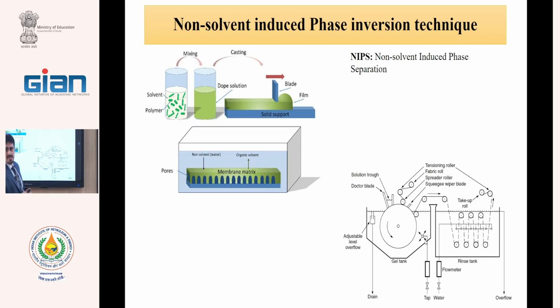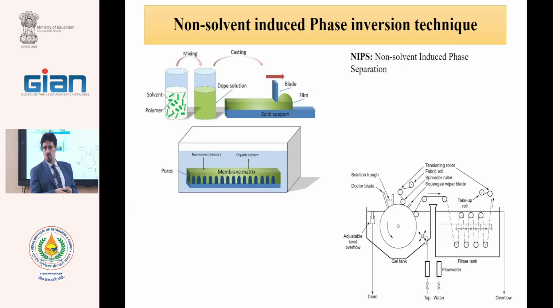You see that the process is very easy. In the process, we prepare a solution, cast, and in a non-solvent, we produce a membrane with high speed. But the controlling of conditions is very, very important. And we have many errors.